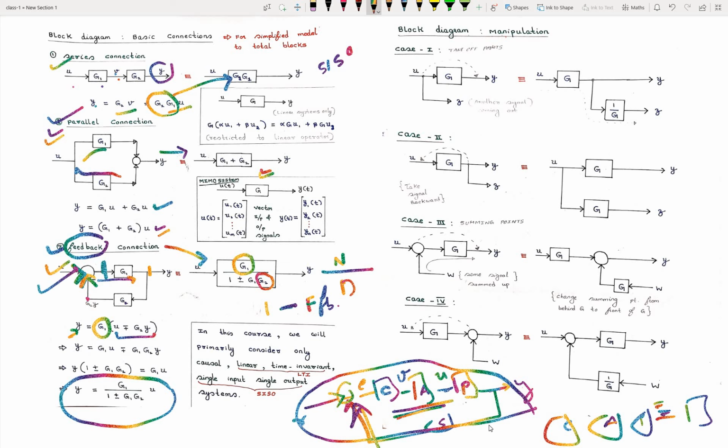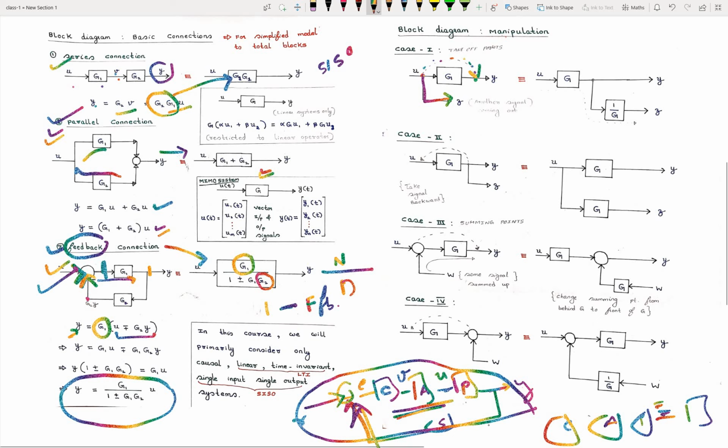Now I'll discuss manipulations. So I have taken 4 cases. The first 2 cases are related to the takeoff point. From here we have some signal coming out. We want to take this signal and keep it here. So what changes do we need to make if we want to shift this takeoff point from here to here?